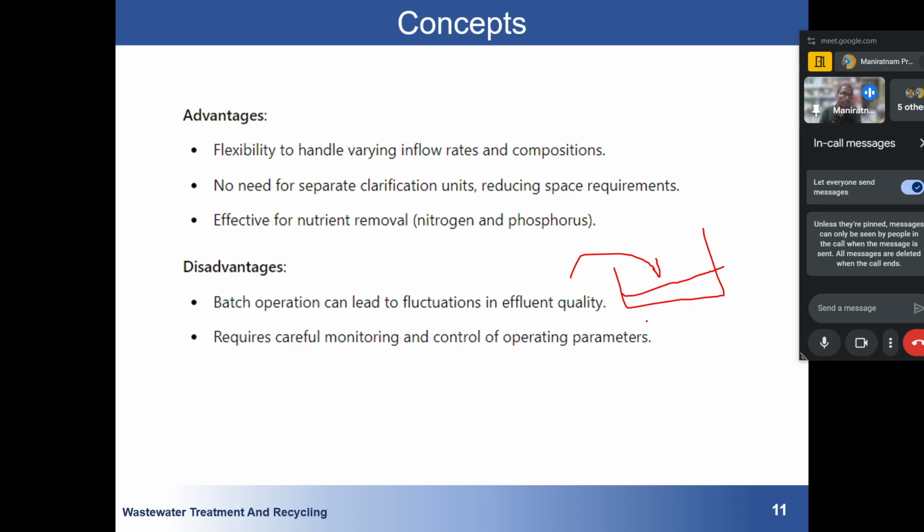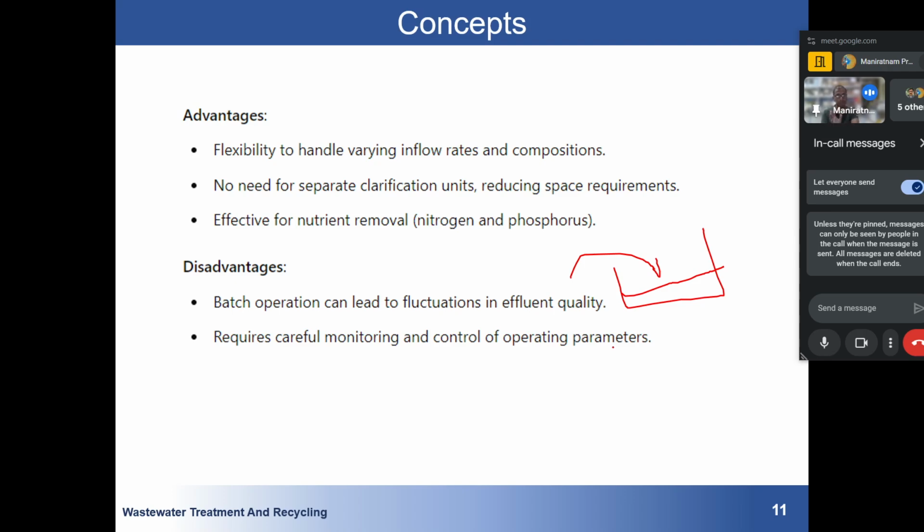The efficiency will decrease. So if proper maintenance is not done, suppose initially it was able to remove 95% of nitrogen, but with time some accumulation is there and the sludge is not being removed, so efficiency can go from 95% to 90% or 80%. So there will be fluctuation in effluent quality, which requires careful monitoring and control of operating parameters.